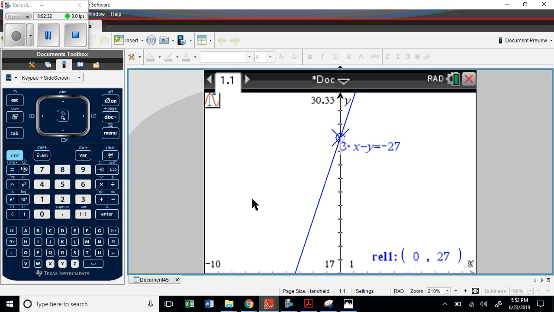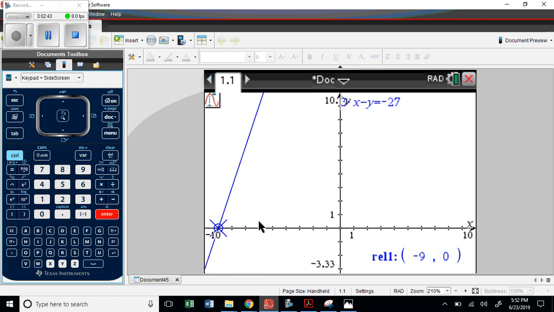Now remember, we're in graph trace. Our first one we want to check is negative 9. So I type negative 9, and you notice there it just populates: x is equal to negative 9. Hit enter, and it gives you the corresponding y value. When x is negative 9, our y value is 0.